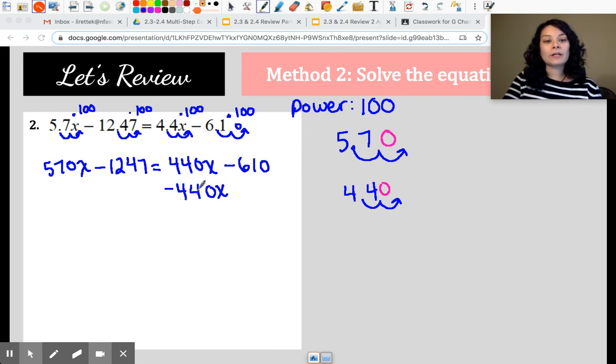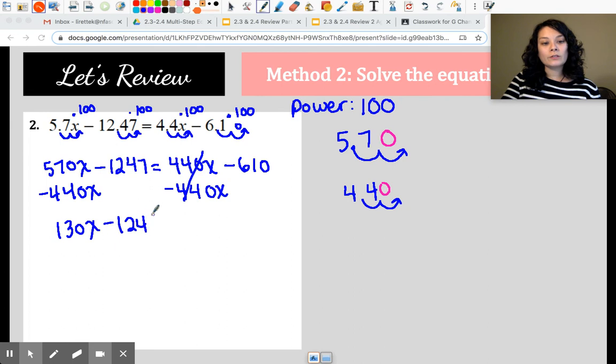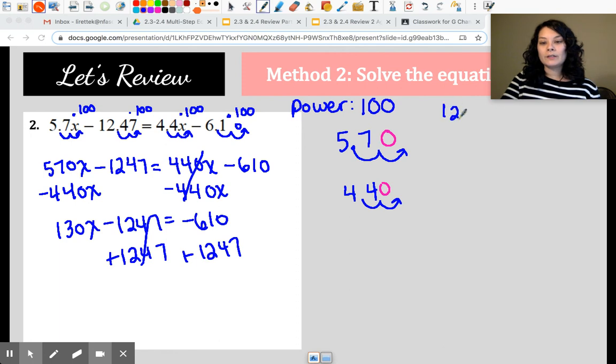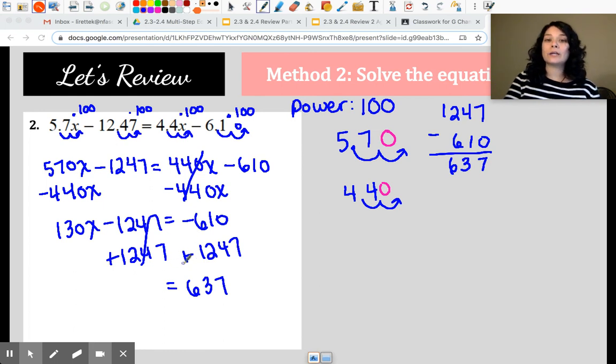My 440x is positive, so I want to subtract it from both sides. And that is going to give me 130x. I bring down my minus 1247 equals negative 610. It's a two-step now, so I'm going to add. And over here, again, my signs are different, so I need to take their difference. So I'm going to take the bigger number, stack it on top of the smaller number, and subtract. I get 637. And I leave it positive because 1247 is larger.